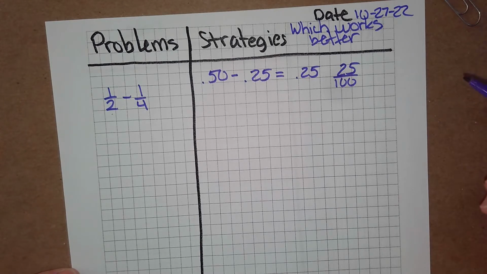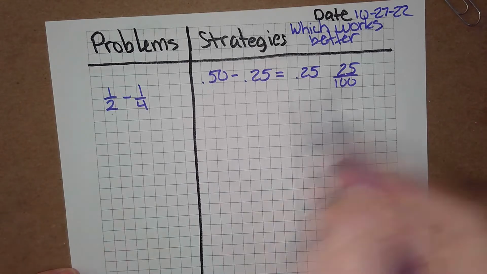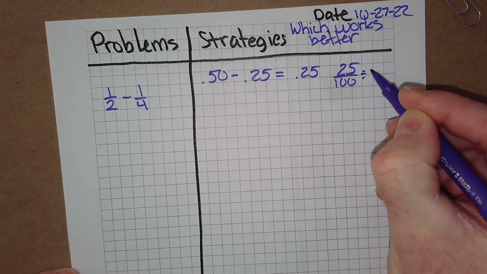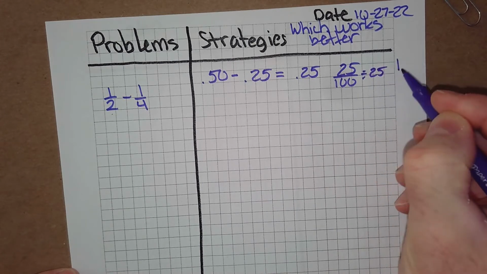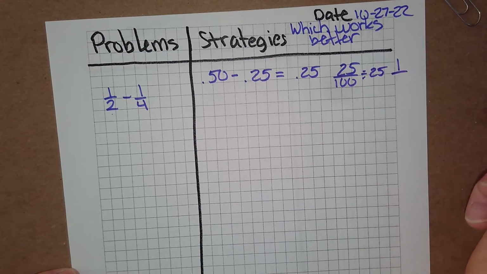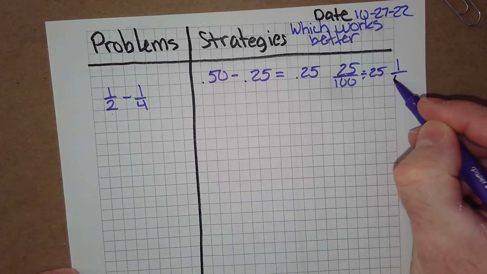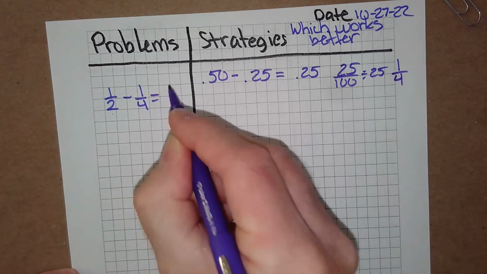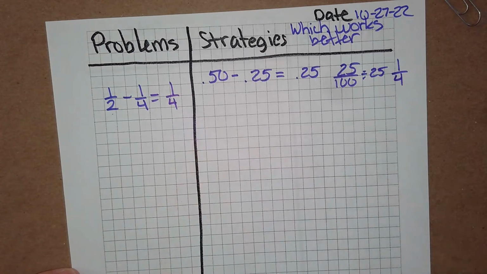10. 10 does not fit into 25 equally. Got to work on your division facts. 25. 25 divided by 25 is 1. And what's 100 divided by 25? 4. Yep, that's the money model.